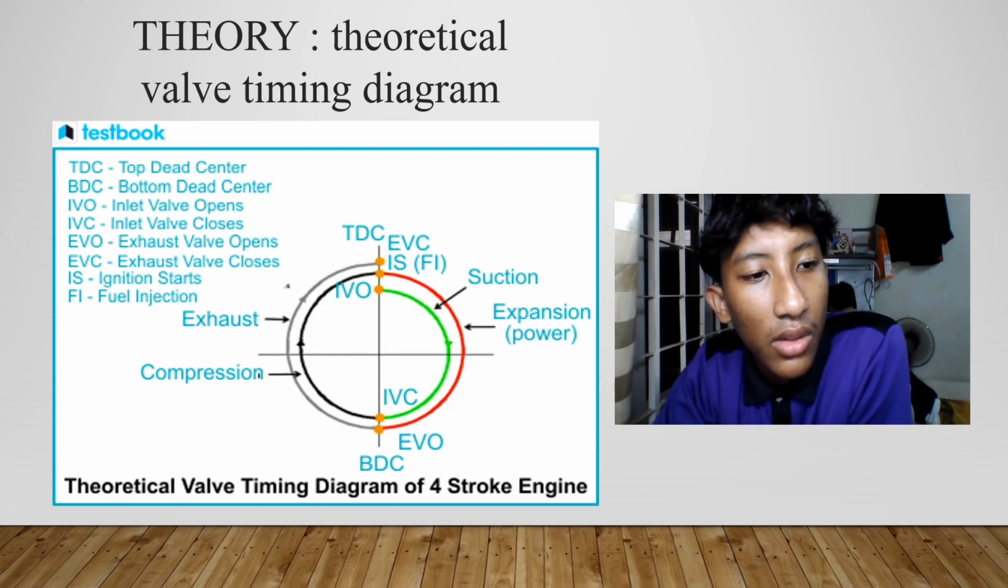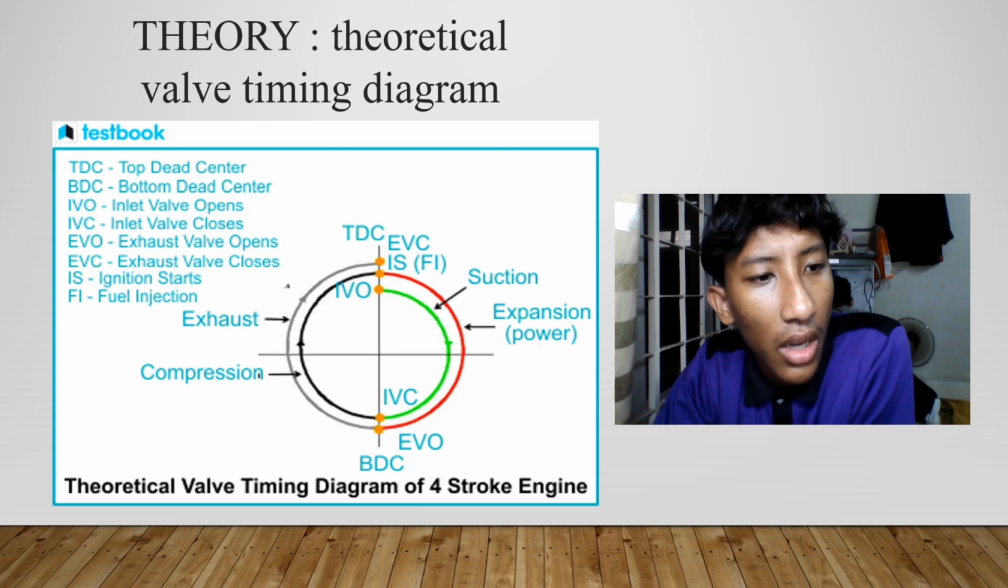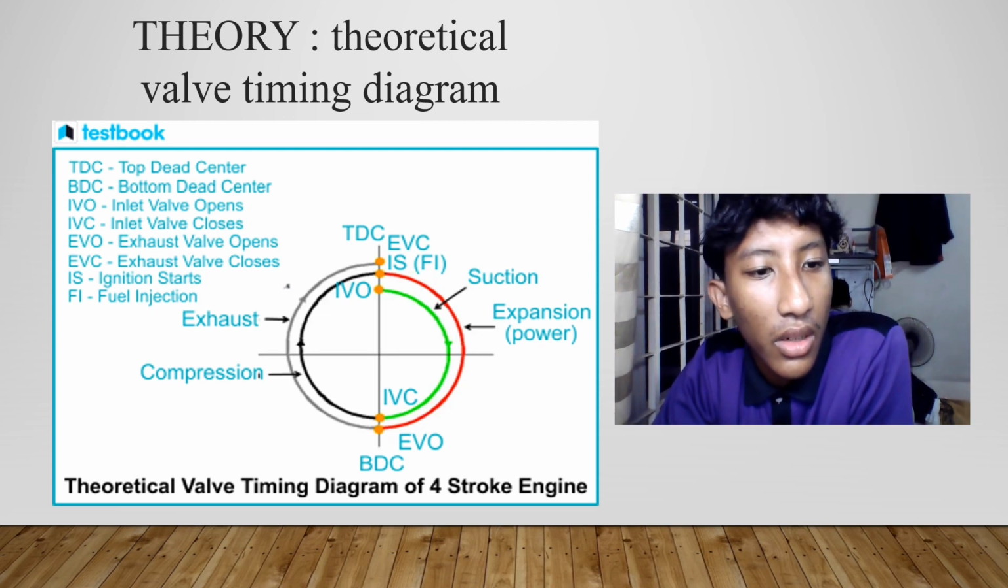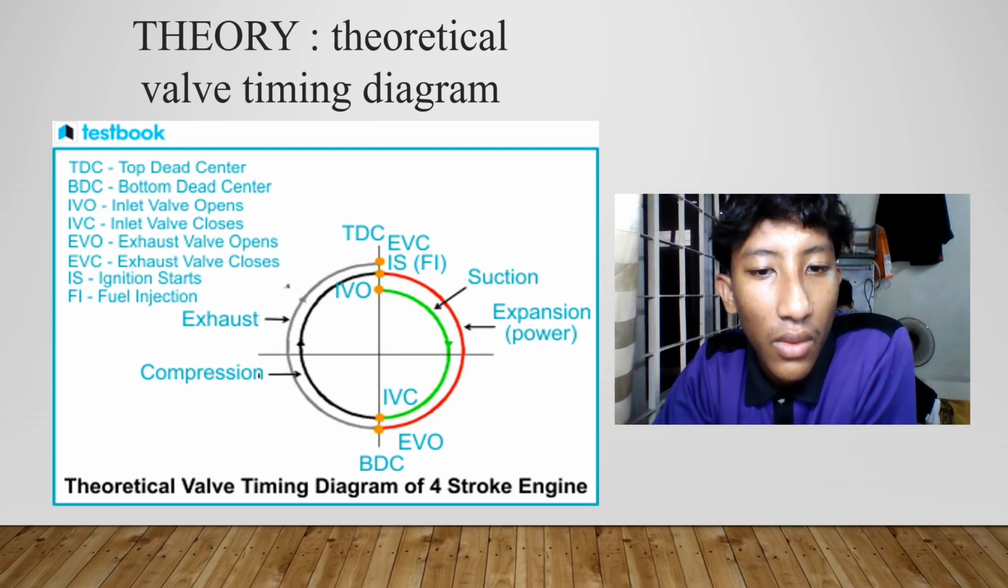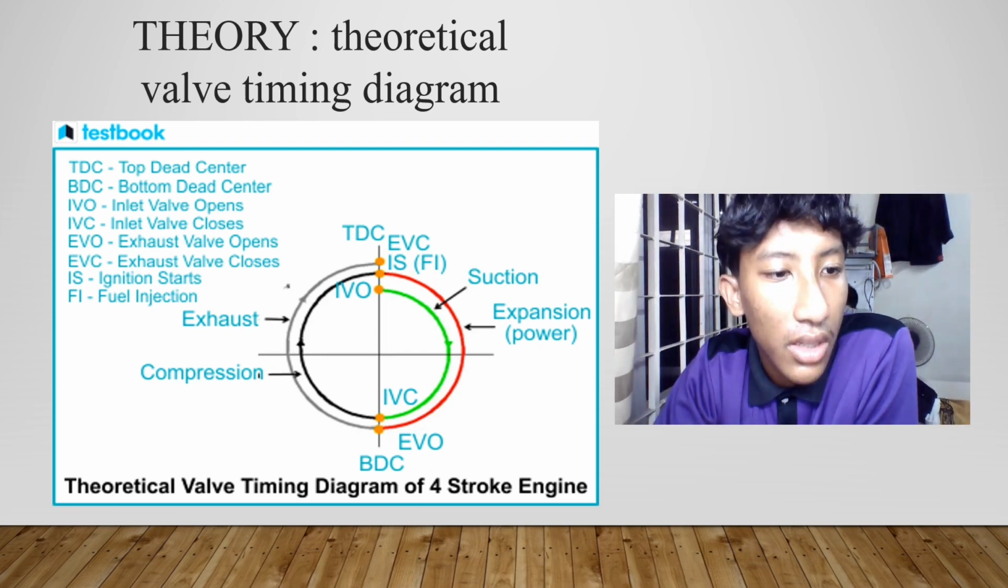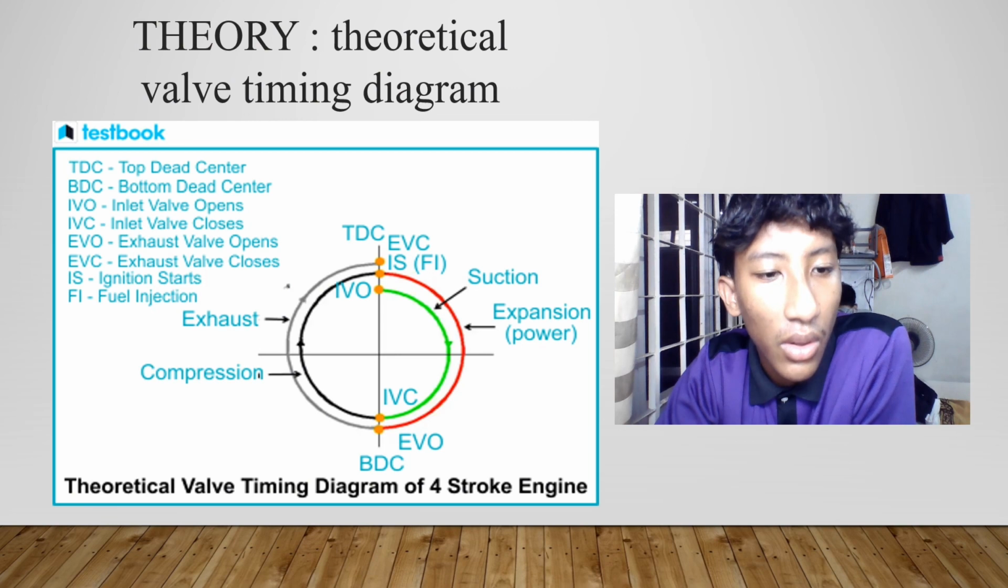And now the exhaust stroke. Finally, the exhaust stroke takes place. After the expansion stroke, the piston located at BDC moves towards TDC, and the exhaust valve opens to remove the residual combustion gases from the cylinder. The exhaust valve closes once the piston reaches TDC, completing the four-stroke engine cycle.